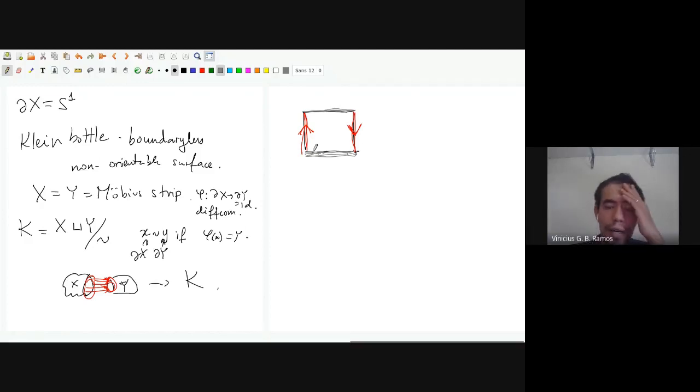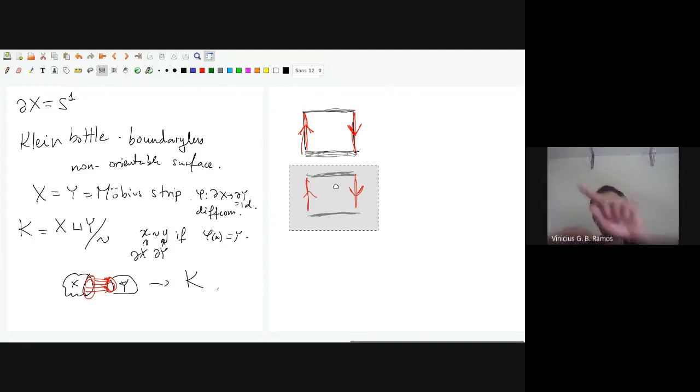Okay, so now what you want to do is glue two of these together. When you glue two of these, what happens is this. You take two Möbius bands and you want to glue them together. Actually, what I'm going to do is take this and rotate it. When you rotate it, you actually have the same thing.